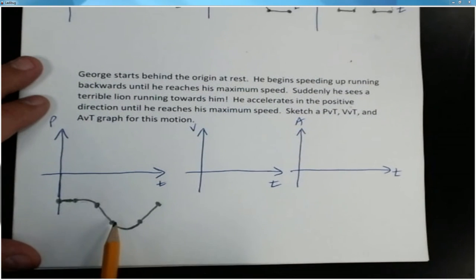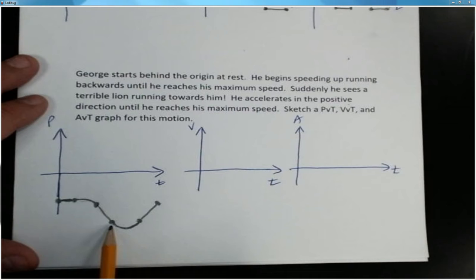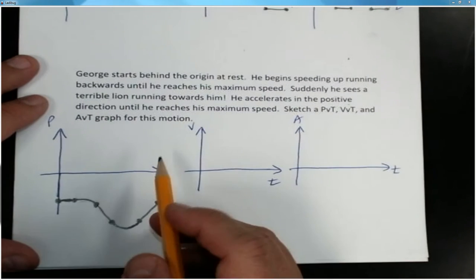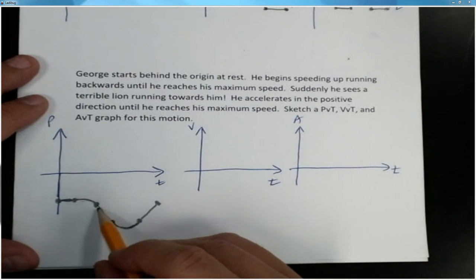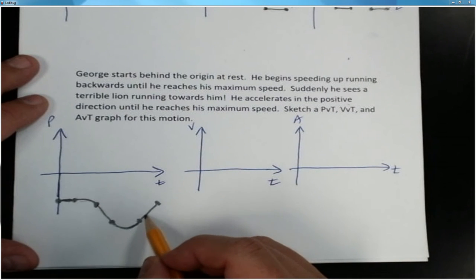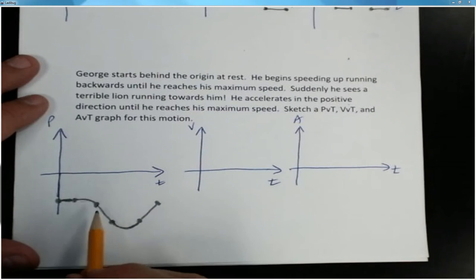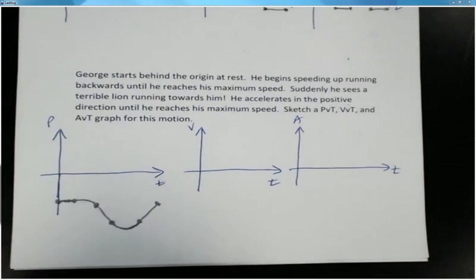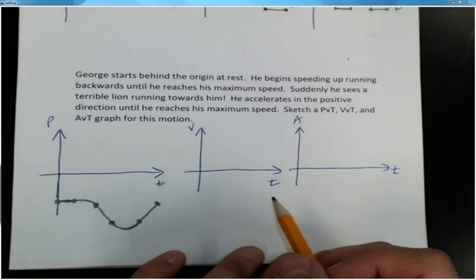He sees a terrible lion running towards him. He accelerates in the positive direction, although he's running in the negative direction. So he slows down until he gets to 0 speed, 0 velocity. And then he starts speeding up in the positive direction because he accelerates in the positive direction until he reaches his maximum speed. This is his maximum speed here, so that is about the same angle. But now he's got a maximum speed in the positive direction. Here he had a maximum speed in the negative direction. So that's his position versus time graph.